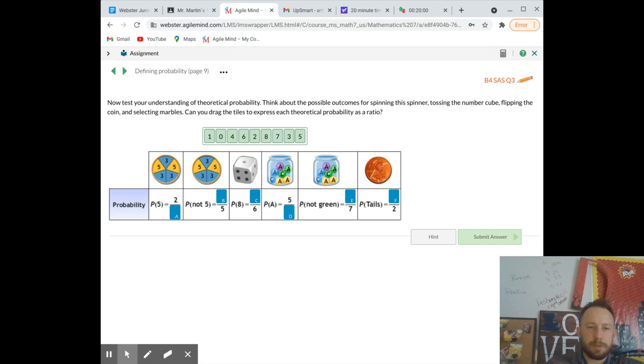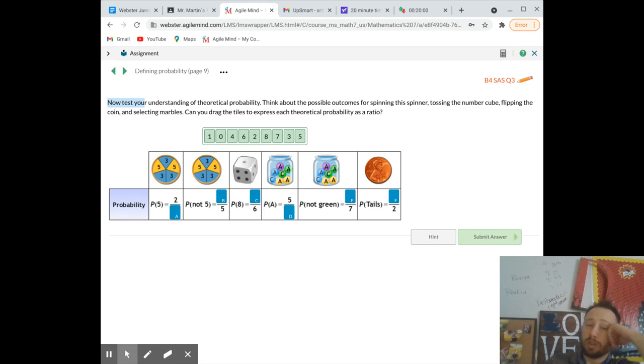All right, so take a look at this. Kaylee, go ahead and read this for us. Now test your understanding of theoretical probability. Think about the possible outcomes for spinning the spinner, tossing the number cube, flipping the coin, and selecting marbles. Can you drag the tiles to express each theoretical probability as a ratio? All right. So what do you think we could do here? Count the different parts of it and then put what it's out of overall.